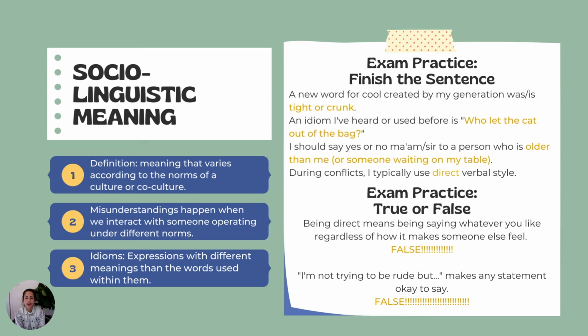And then during conflicts, I typically use direct verbal style. I think it's best to always try to truly say what you mean, but again, in a very thoughtful and respectful way. And then true or false: being direct means saying whatever you like, regardless of how it makes someone else feel. That would be false. Absolutely false.